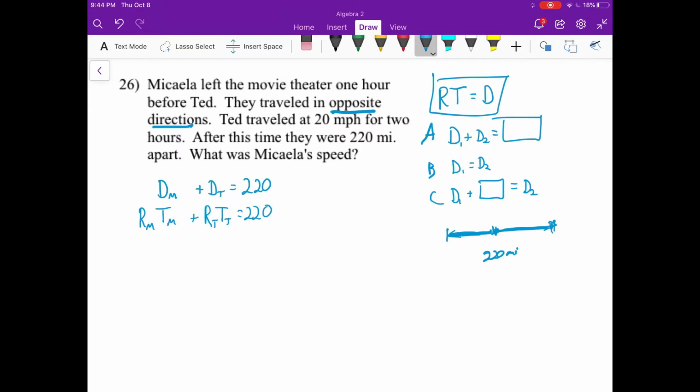Let's see what we know here. Michaela left 1 hour before Ted, but then it tells us later Ted traveled for 2 hours. So we know two things here. The really obvious one is Ted traveled for 2 hours. So Ted's time is 2. But it says Michaela left the movie theater 1 hour before Ted. So what's her time going to be? Well, she left an hour before. So she left, there was an hour. Ted left, there was 2 more hours. So Michaela was actually traveling for 3 hours.